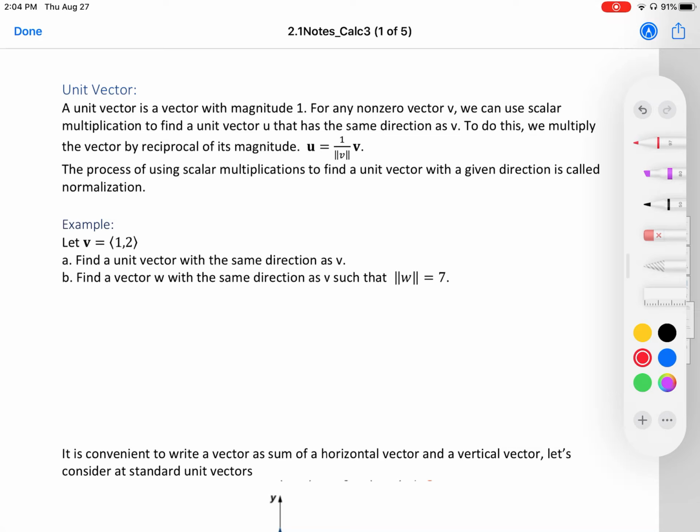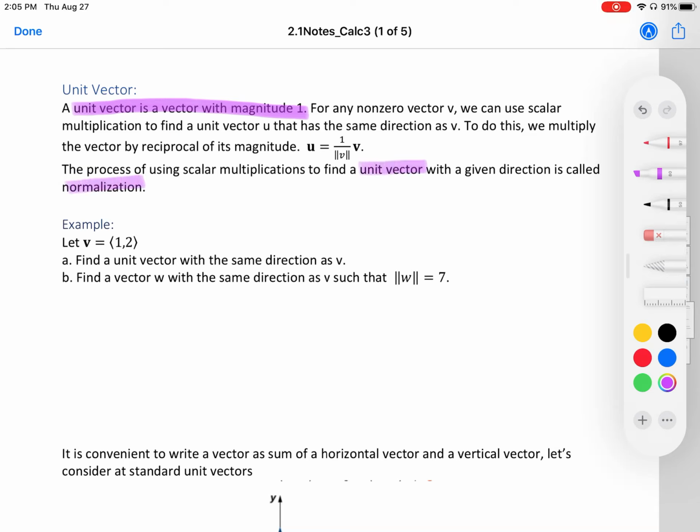A unit vector is a vector with magnitude 1. So that's important. A unit vector has a magnitude of 1. For any non-zero vector v, we can use scalar multiplication to find a vector u that has the same direction as v. To do this, we multiply the vector by the reciprocal of its magnitude. So we have u is equal to 1 divided by the magnitude of v times the vector v. The process of using scalar multiplication to find a unit vector with a given direction is called normalization.